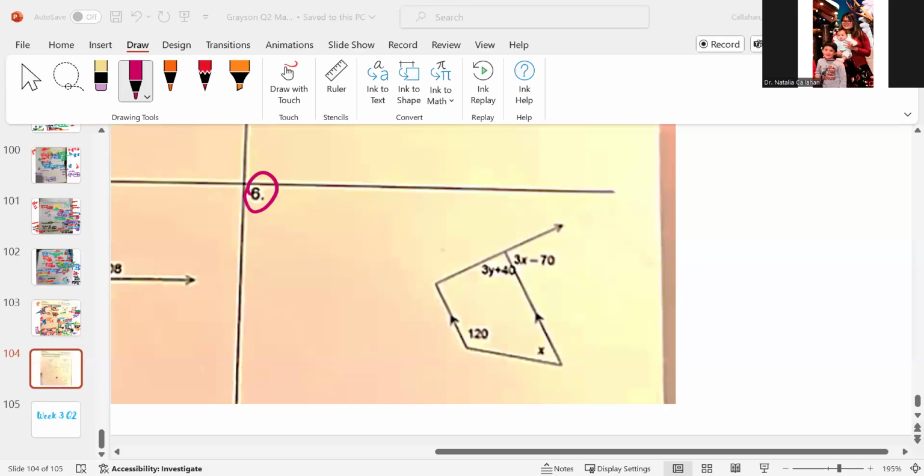Okay, so looking at this, let's just go over some rules. Rule number one: all three angles in a triangle add up to 180 degrees, right? Second rule.